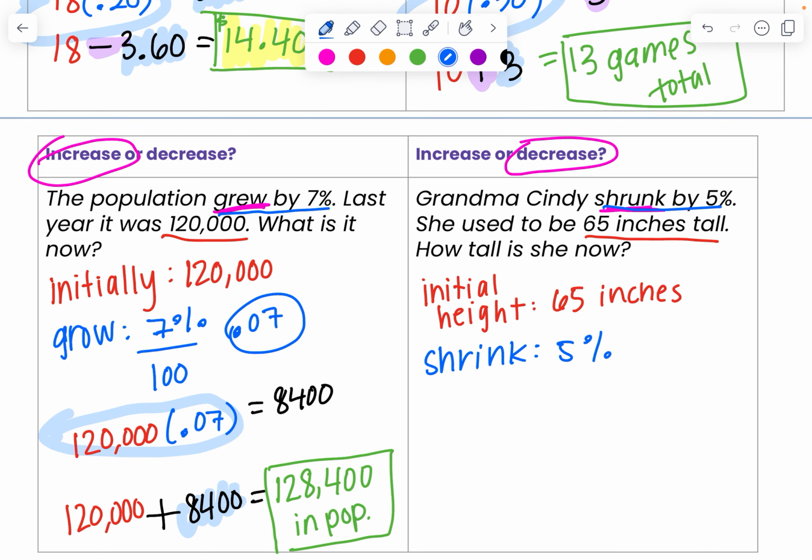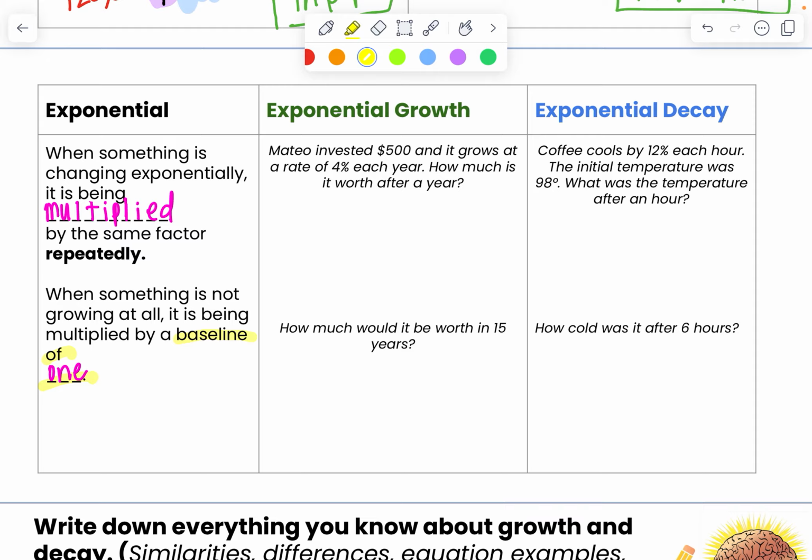Okay, so I have a growth problem in the middle column and a decay problem in the right-hand column, and hopefully we'll start to see what's going on here, right? So Mateo, he invested $500 and it's growing at a rate of 4% each year. We know that this is growth because it says that it's growing. Typically, when you invest money, it grows, okay? It can lose money, but typically the purpose of why people invest money is so that it gets larger. So it grows at a rate of 4% each year. So how much is it worth after a single year?